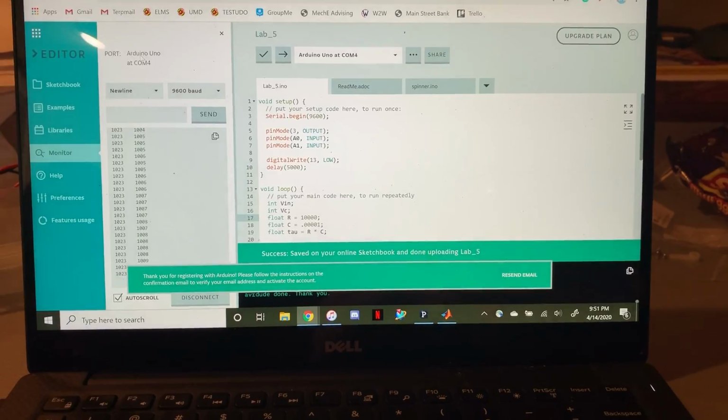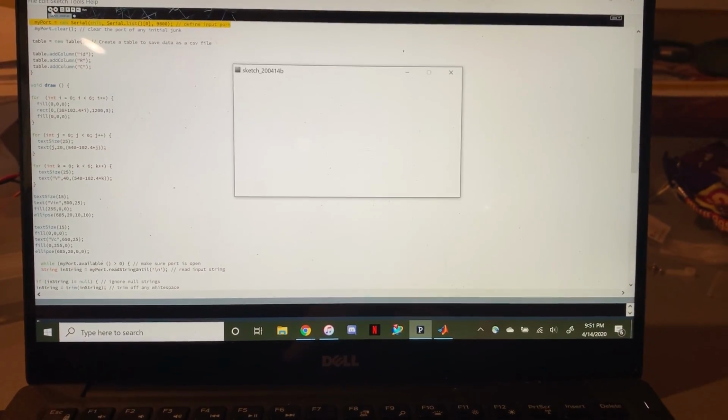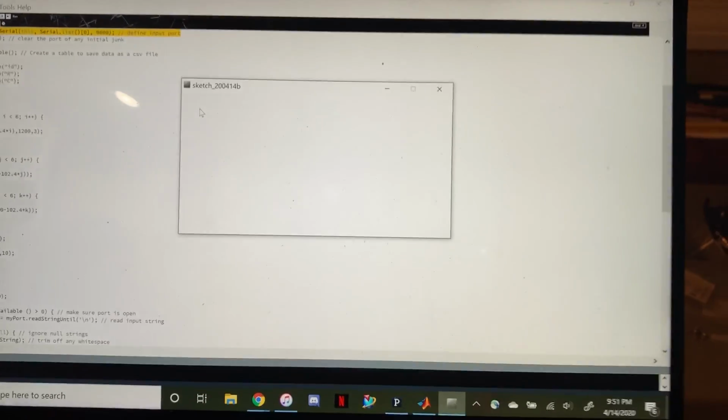Oh, my port is busy. Disconnect. Hit play, and it should give us in a second an oscilloscope.